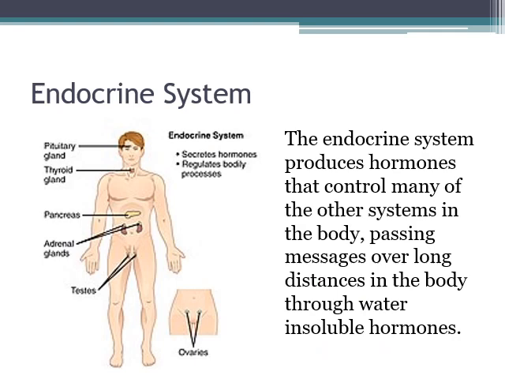The earliest one we're going to talk about is the endocrine system. This is a system that produces a lot of hormones that control the other systems of the body. It's like the master switches for your body.